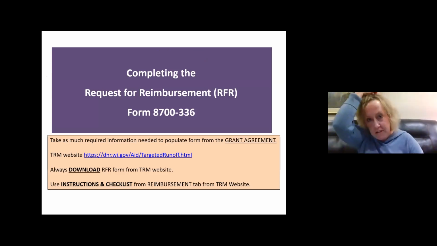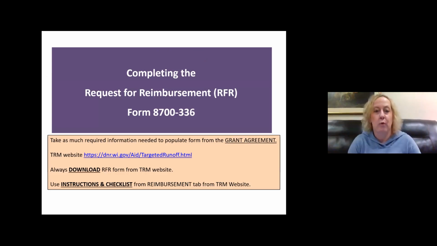So now we're going to dive into the details of actually completing the reimbursement form. Again, this is Form 8700-336. Try to take as much information from your grant agreement. Again, try to keep things consistent through the administration of your project. The form can be downloaded from the DNR website, and always make sure that you are going to the website to get the most current version of the form. And there's instructions and a checklist in the reimbursement tab on the TRM grant website. So again, let's jump in and dive into the details.